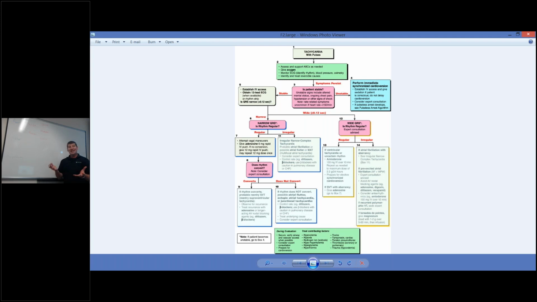If my patient is stable, what do I treat with? I've got medications, basically drugs, or I have electricity. If I'm stable, I've got time to play. If I'm unstable, I've got to go to the electricity quick. If I'm stable, I'm going to do drugs. So if I'm wide and stable, I've got 2 things that I can do. I can consider using adenosine, 6 milligrams, if I feel that the rhythm may not actually be VTAC, but may be something else. We're just going to consider that.